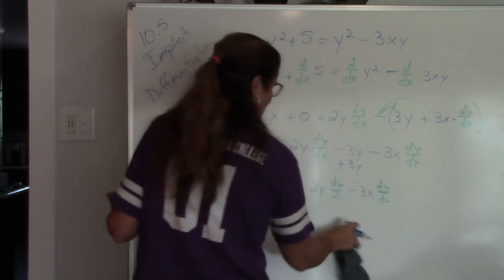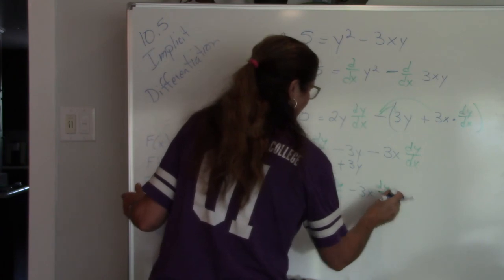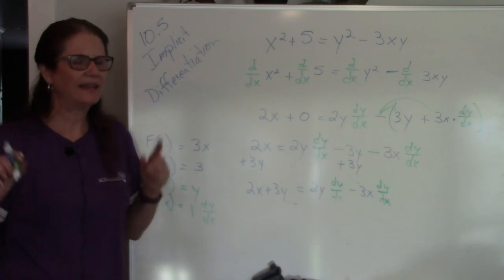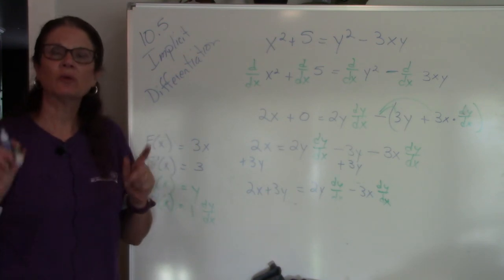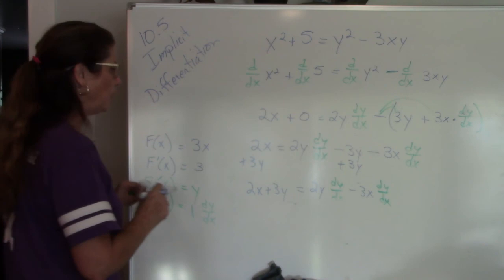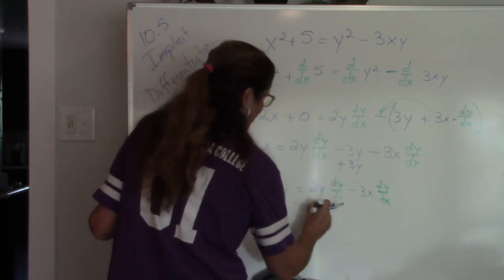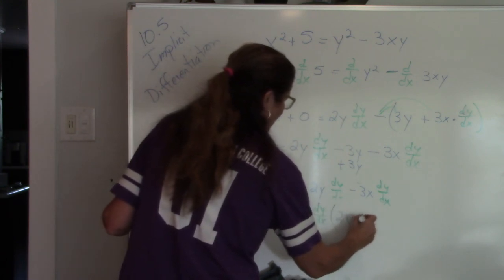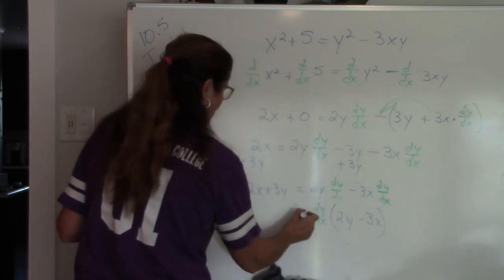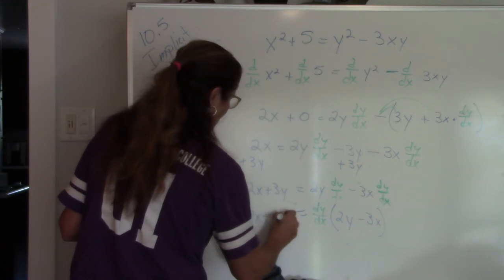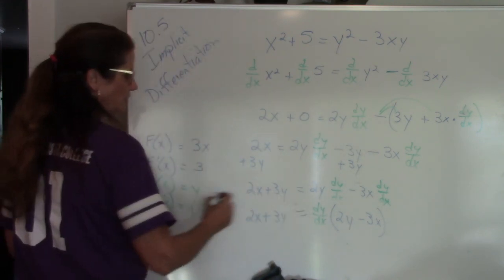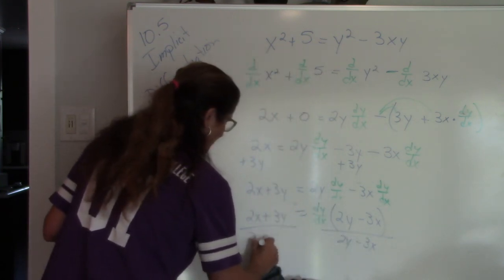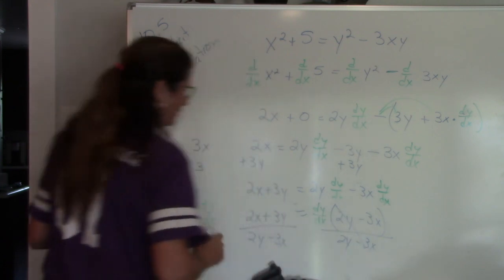So if you notice, I want to solve for 1 dy dx. I can't have 2 dy dx's. So what I'm going to do is factor the dy dx out. So I end up with dy dx times 2y minus 3x, and that's going to equal my 2x plus 3y. And now I can just divide both sides by 2y minus 3x, and I get what dy dx is.